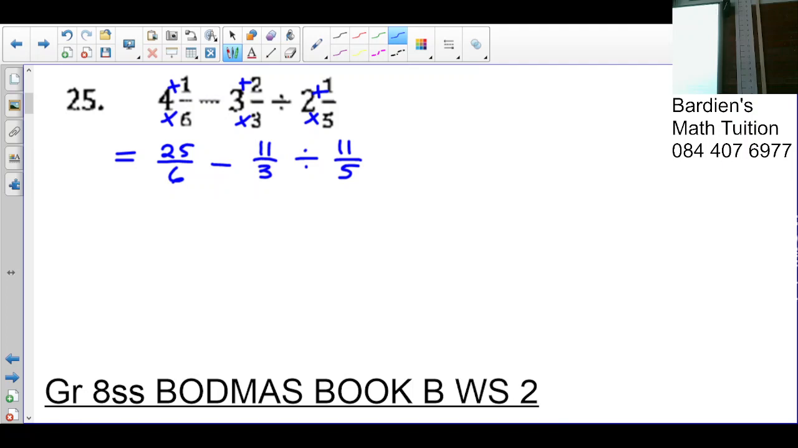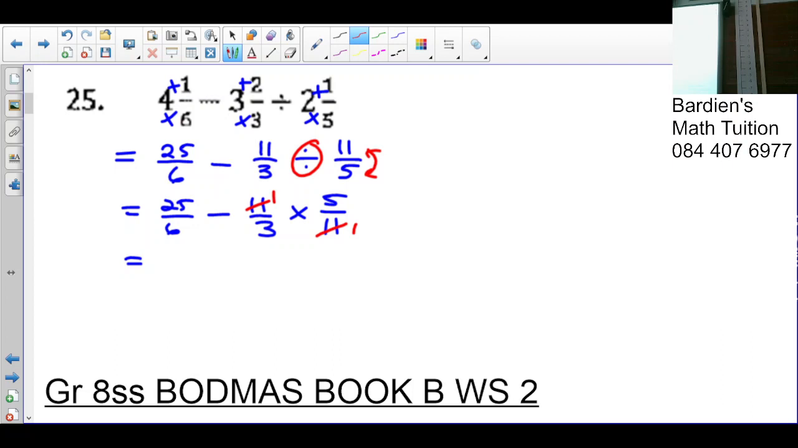Is that correct? So what do I do next? Change division into multiplication, common times. So it's going to be 25 over 6 minus 11 over 3 times 5 over 11. Now what? Simplify. 11 going to 11 once, 11 going to 11 once. So it's going to be 25 over 6 minus 5 over.